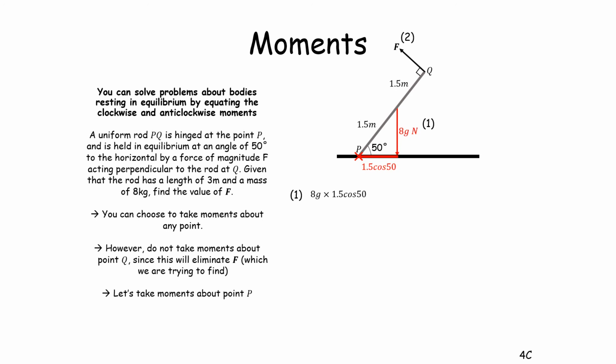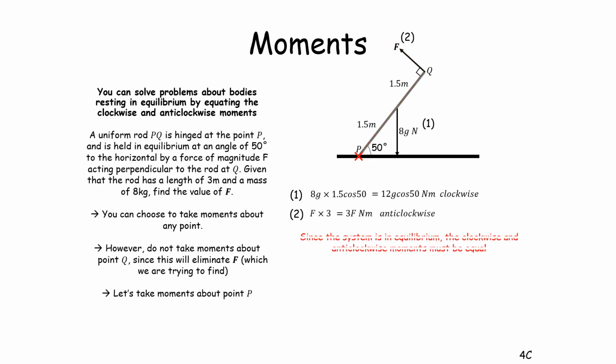So here, if you look at the diagram, clearly we can see the perpendicular distance. If we were to draw a right angle triangle, this would be the adjacent side of this triangle of angle 50 degrees. So it's going to be 1.5 cos 50, the perpendicular distance, times by 8g, and that is obviously going clockwise. And for force 2, which is just the F times 3, so that's going anti-clockwise.